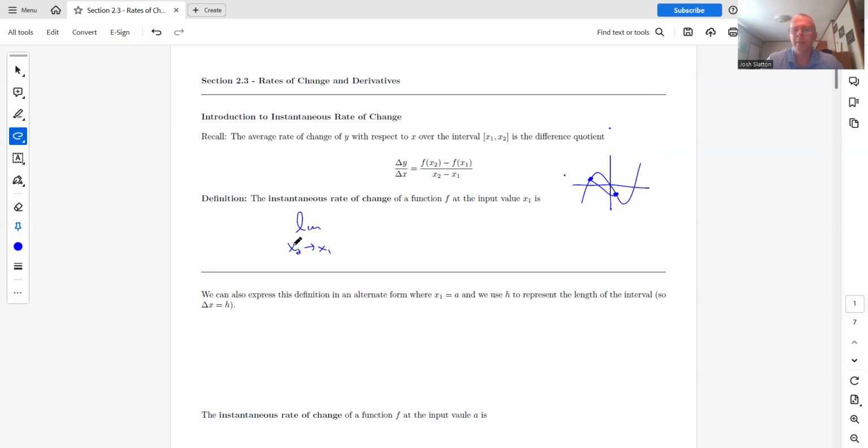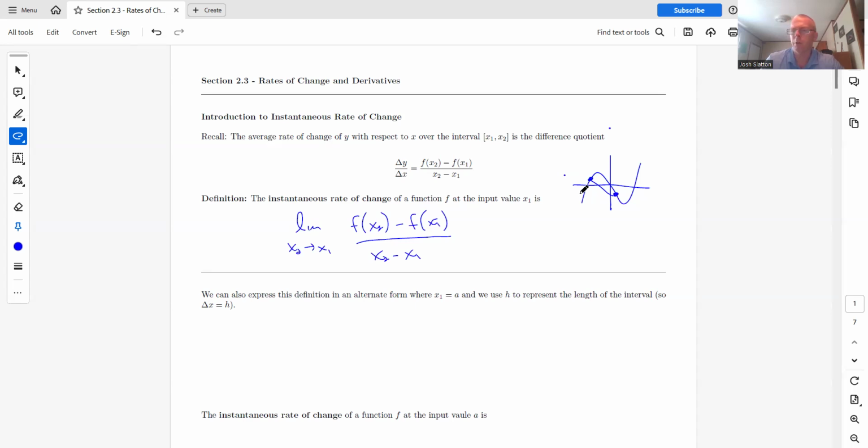So we're going to take the limit as x2 approaches x1 of this quotient here. So the limit of f of x2 minus f of x1 over x2 minus x1. And what that does, as x2 approaches x1, as we move this way, what is the slope of that line right there at that point?